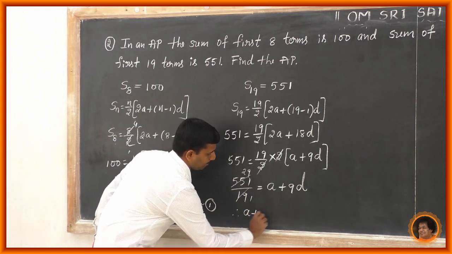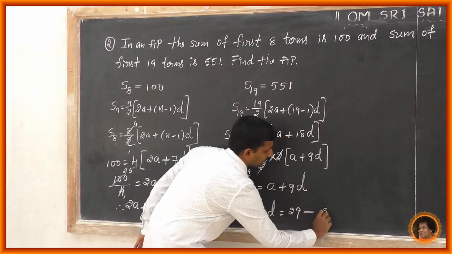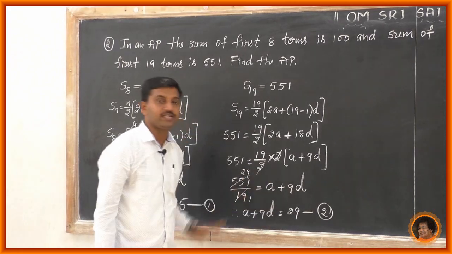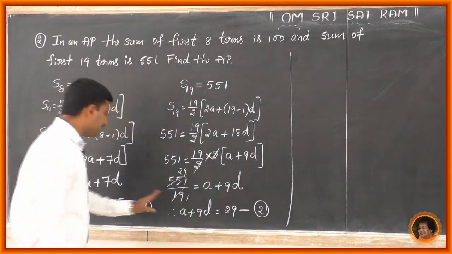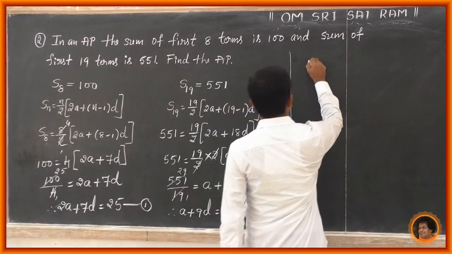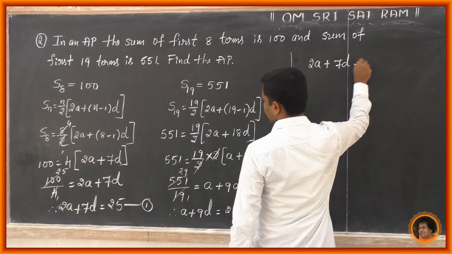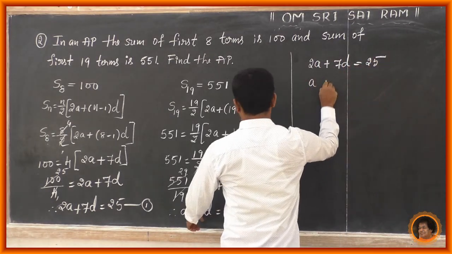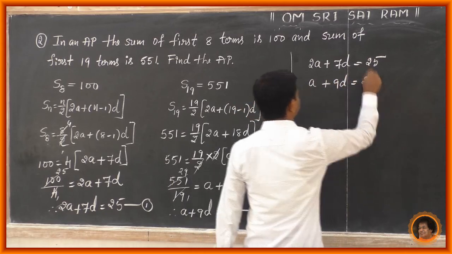Therefore a plus 9d equal to 29. Equation number 2. So a plus 9d equal to 29. Now solve these two equations, equation 1 and equation 2. So equation 1, 2a plus 7d equal to 25. And next equation, a plus 9d equal to 29.